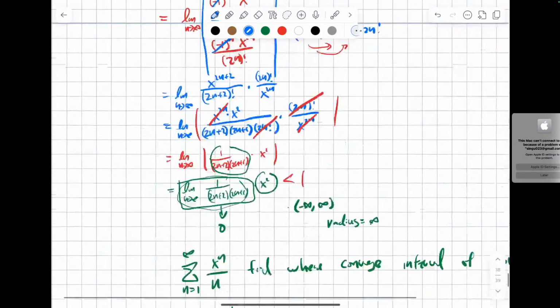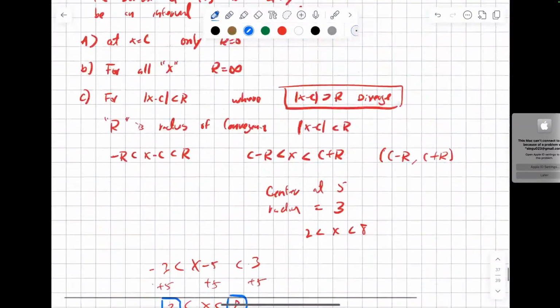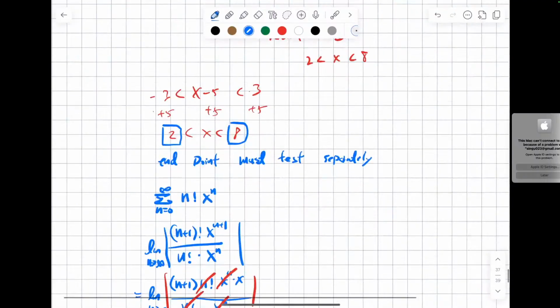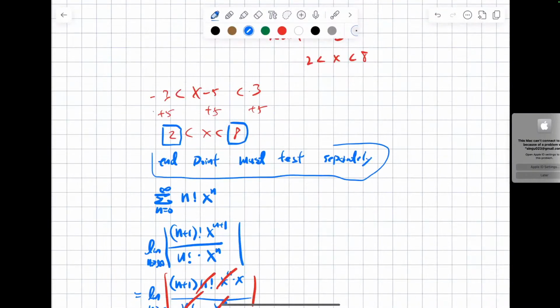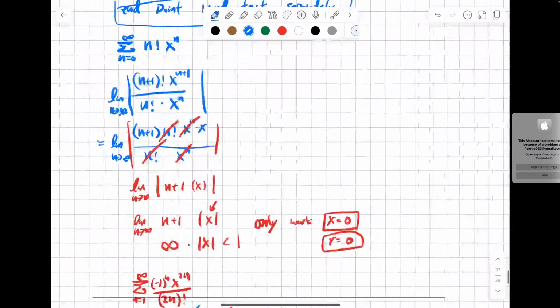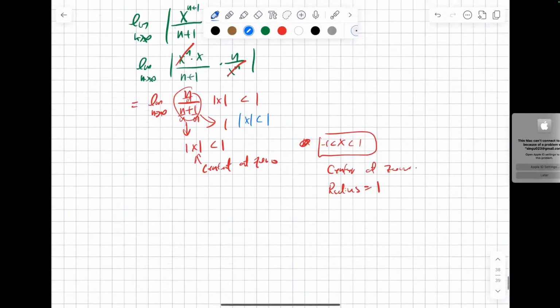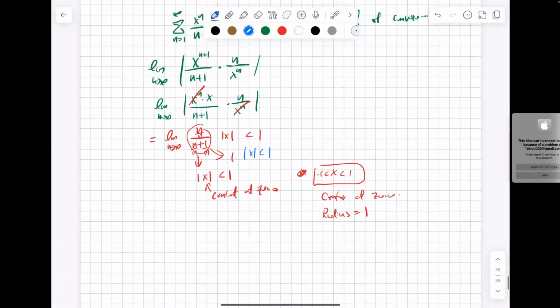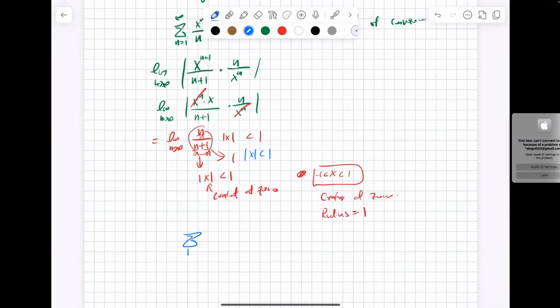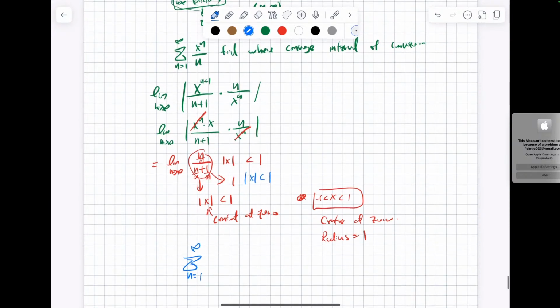We talked before about the statement that endpoints must be tested separately. So what do I do with the endpoint? I can plug into the original series. What is my original series? It is the summation from n equals 1 to infinity. And we're going to plug in -1. This is an x, not an n, so don't plug in the wrong one.